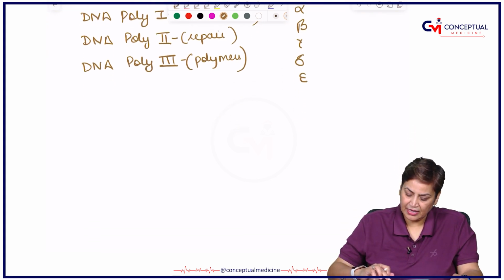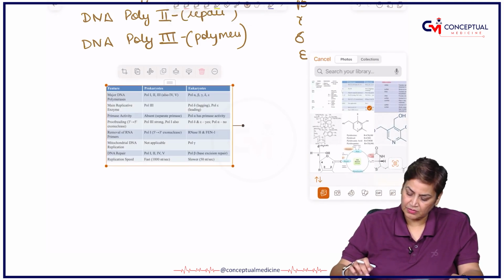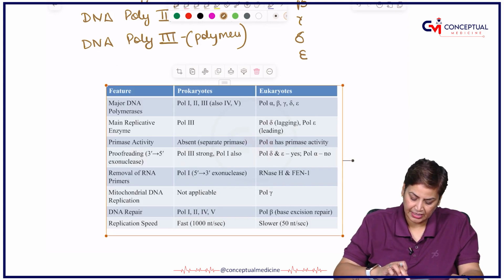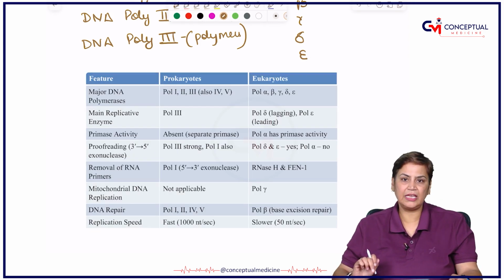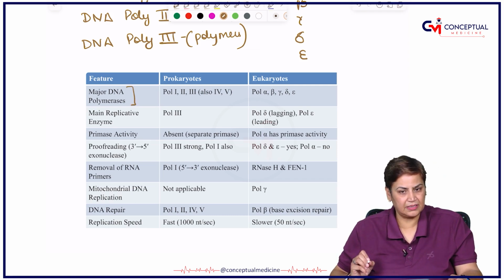And the comparative, I'll just show you the picture also. What is the comparison between the two forms? This is very, very important, which one has to learn. This is a very important table in fact. Now see, if we talk about the major DNA polymerases.